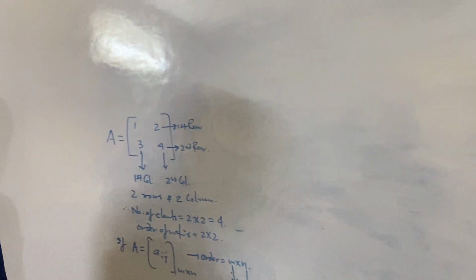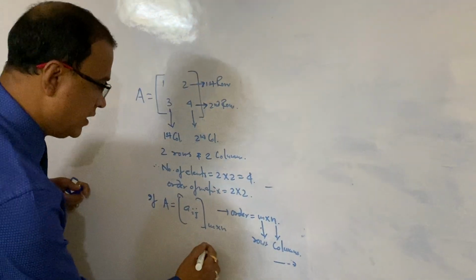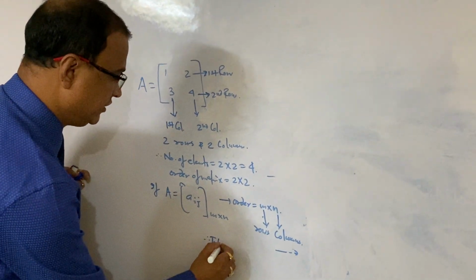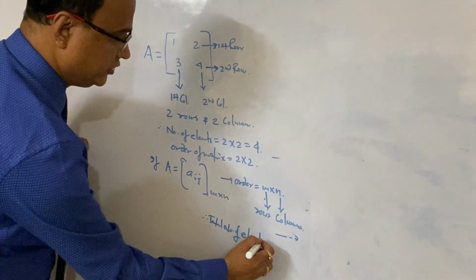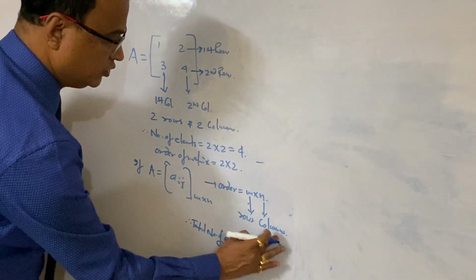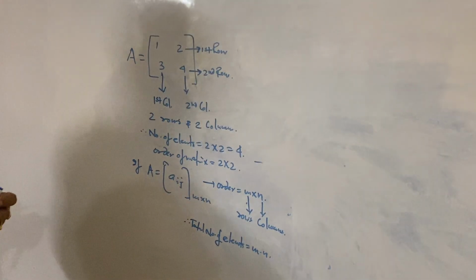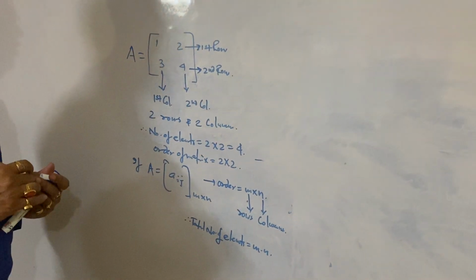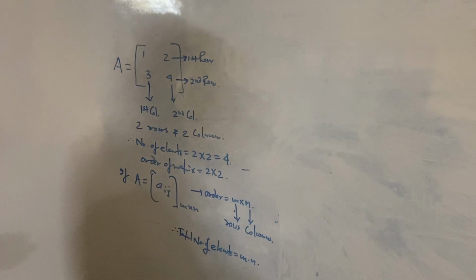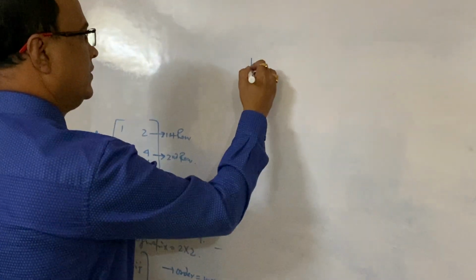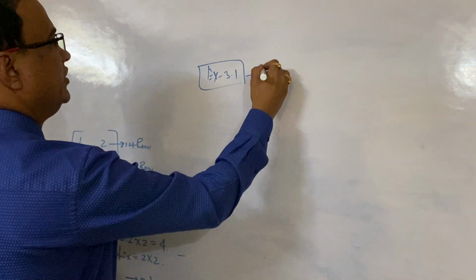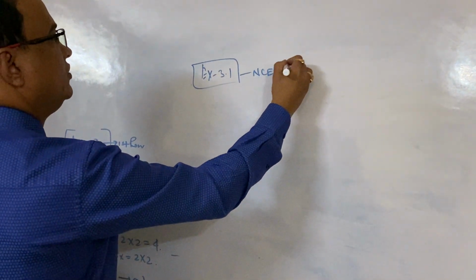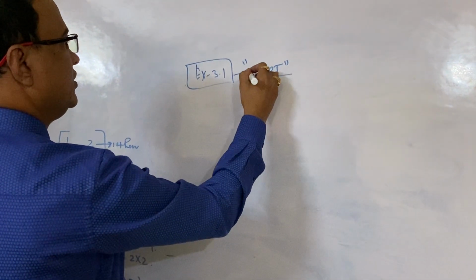So using this much information, if anybody is asking, the total number of elements is m into n. Using this simple information, we can go for the sums which we have in exercise 3.1 of NCERT. The exercise 3.1 sums of NCERT are based only on this much information.